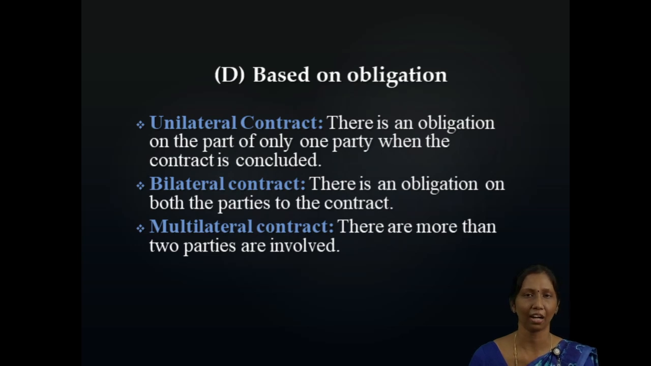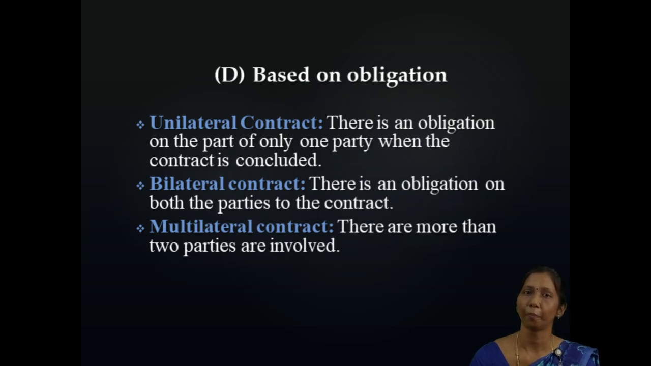And the bilateral contract, bilateral means both the parties. The seller sells the product and the buyer gives the amount for the product. So both have the obligation, which means we can say it is a bilateral contract. Multilateral contract means more than two parties are involved.